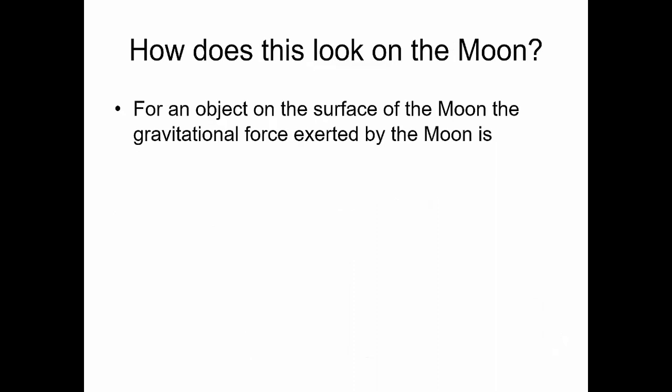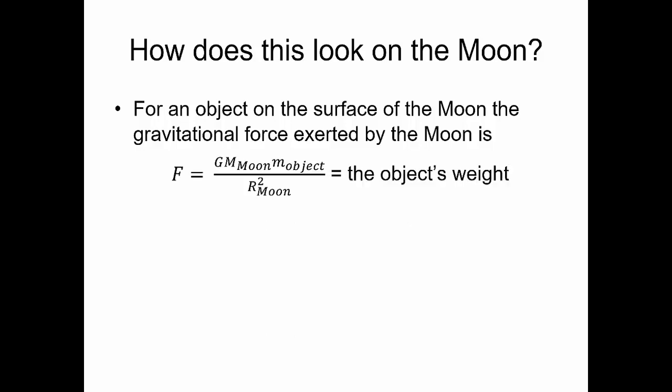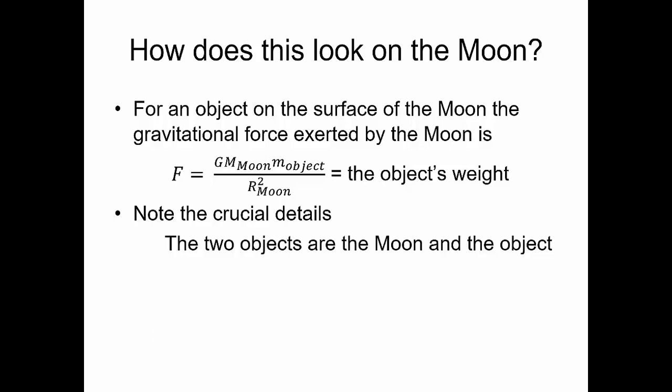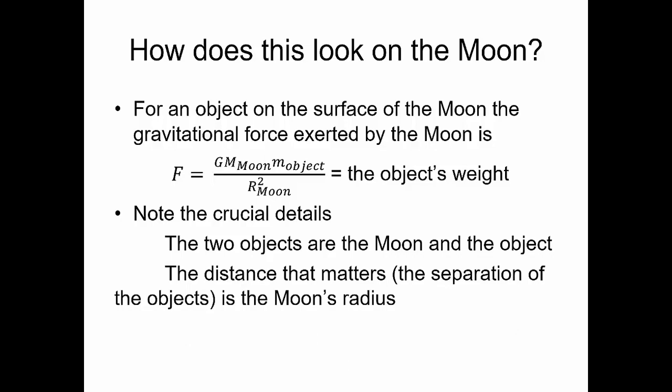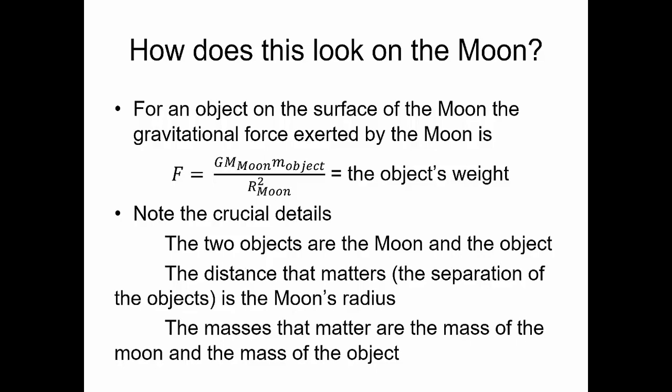How's it going to look on the moon? Okay, for an object on the surface of the moon, the gravitational force exerted by the moon is G times the mass of the moon times the mass of the object over the radius of the moon squared. And that would be the object's weight on the moon. Again, the crucial details. The two objects are the moon and the object, so you have to have the mass of the moon and the mass of the object there. And the distance that matters here, the separation between the centers of the objects, is the moon's radius again. And the masses that matter, the mass of the moon and the mass of the object. So that's where weight comes from.